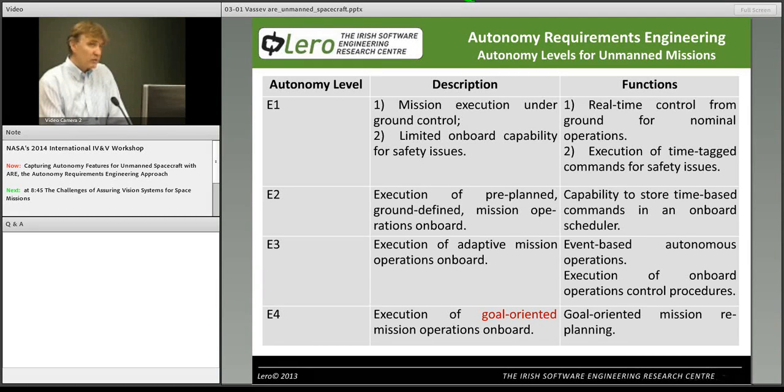Outside, the E4 level of autonomy is the ultimate level of autonomy. It's goal-oriented. We call it goal-oriented level of autonomy. So once achieved, this level will allow the systems, the unmanned spacecraft, for example, to perform like human beings. They should be able to follow their goals, mission goals, and adapt to the changes in the environment and to some problems in the system itself in order to pursue their goals. So this is, as I said, ultimate level of autonomy, and this is what we're planning for the near future.